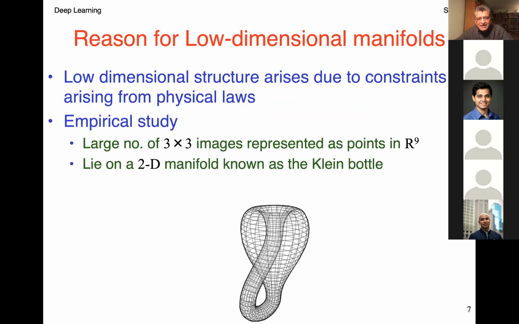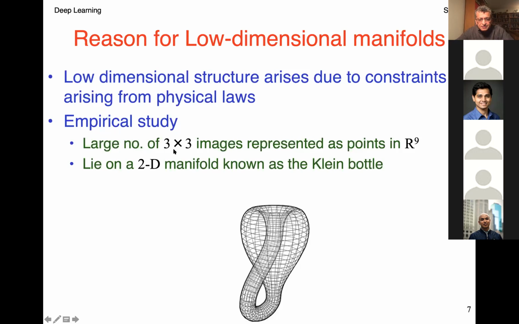All right, so why does this happen? Reason for low dimensional manifolds: low dimensional structure arises due to constraints arising from physical laws. When you rotate an object, there is a physical law as to how it appears based on the lighting conditions, how much rotation, and so on. So this is why the data lies on a continuous surface rather than falling all over the full dimensionality of that space. Actually, they conducted some empirical studies.